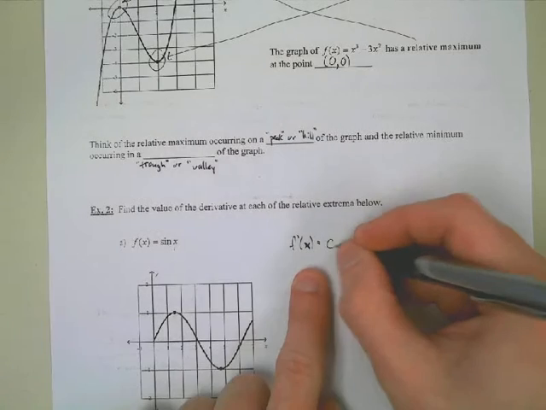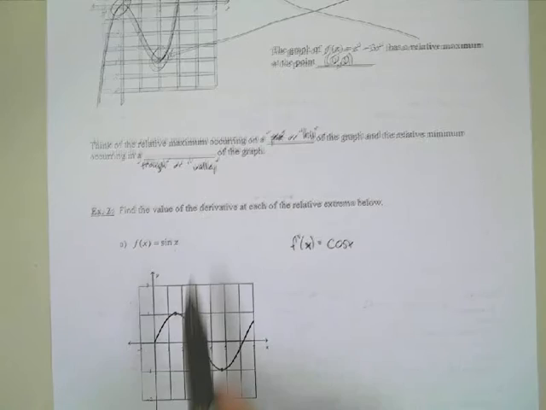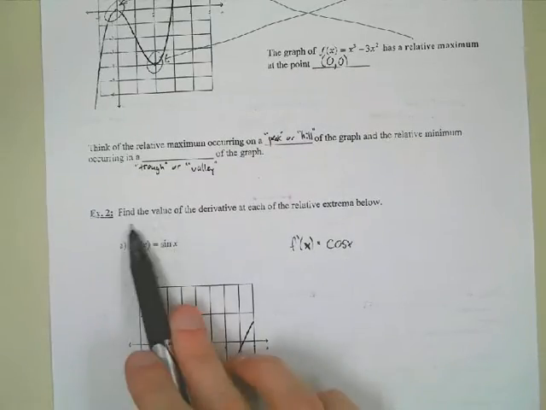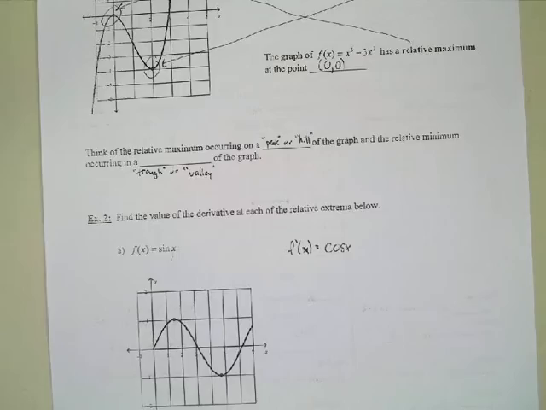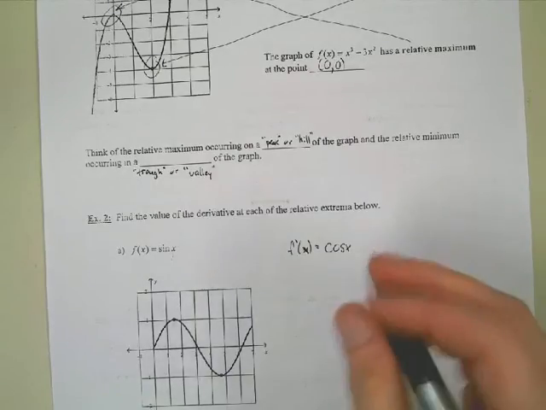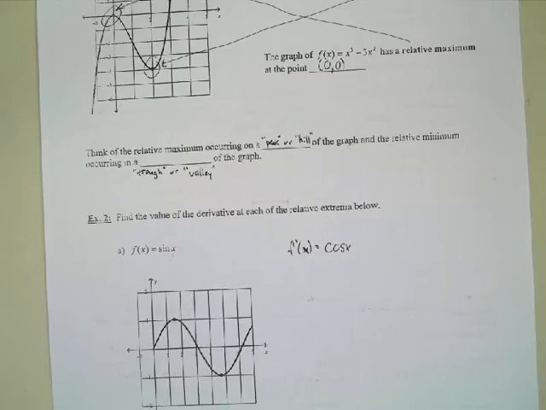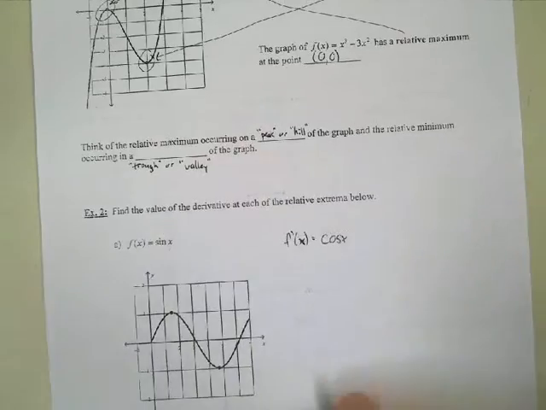Now, we've taken the derivative, but that's not what we're asked to do. We want to find the value of the derivative at each of the relative extrema. So where do the relative extrema occur here? We'll just say it's from 0 to 2 pi, not saying that it goes on forever, just for what we've got. What is the x value at this relative maximum? That's right, it's pi over 2. So we have a relative max.